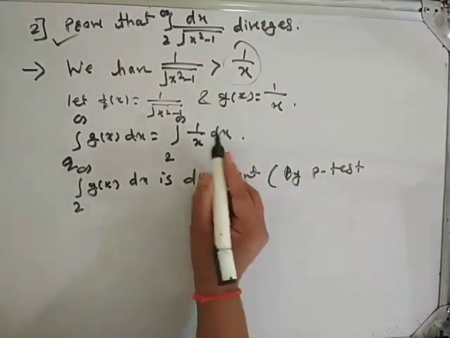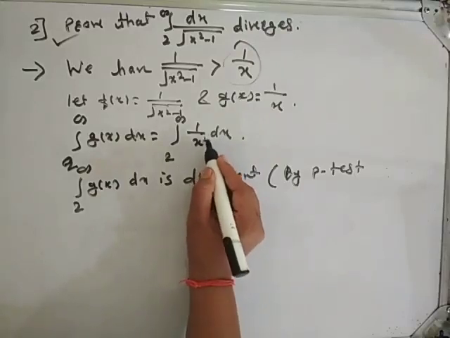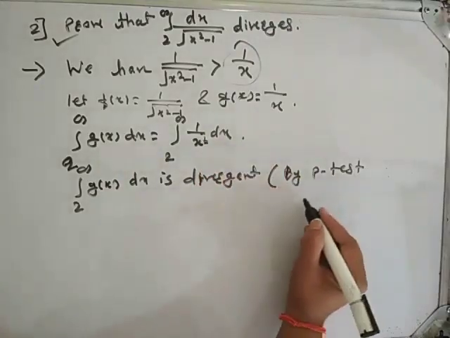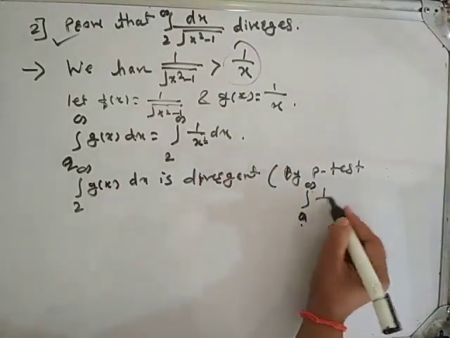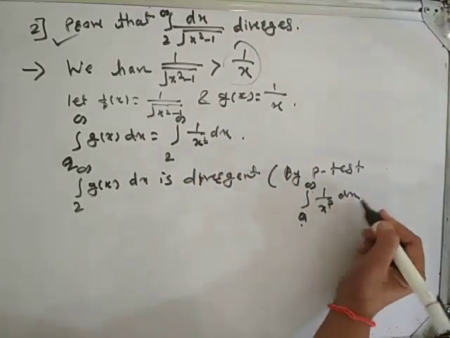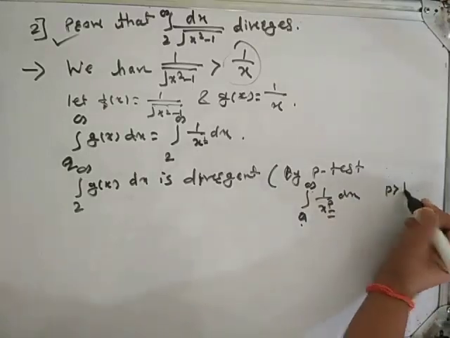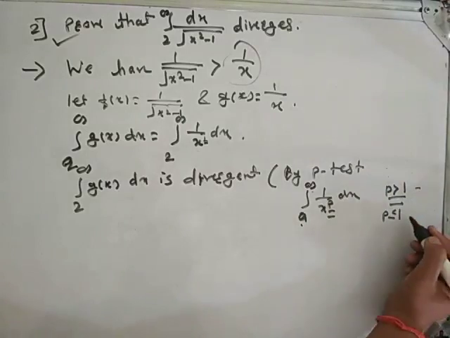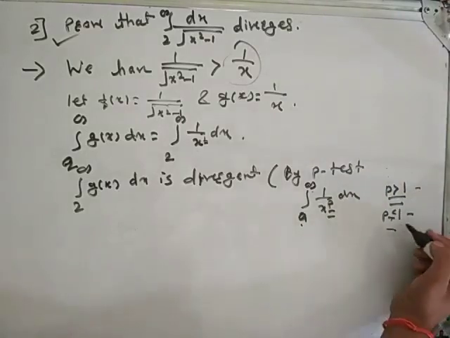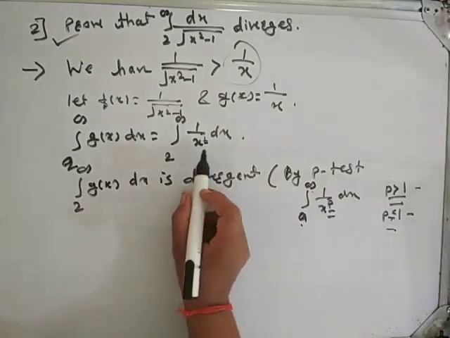Because here p is equal to 1. In the p test, the integral is of the form a to infinity 1 upon x raised to p dx. If p is greater than 1, then our integral is convergent. If p is less than or equal to 1, at that time the integral is divergent.